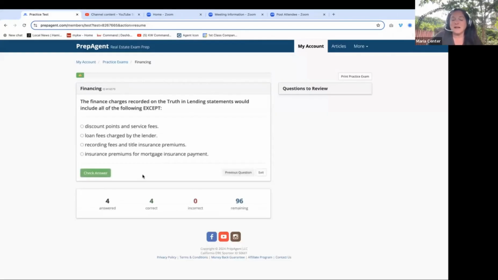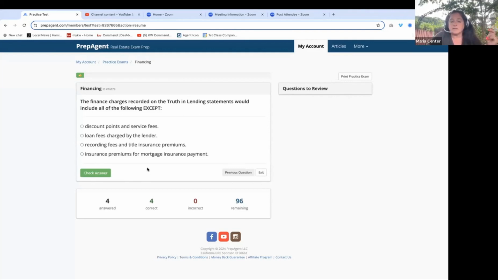Next question up. The finance charges recorded on the truth in lending statements would include all of the following except. Is it discount points and service fees? Is it loan fees charged by the lender? Is it recording fees and title insurance premiums? Or insurance premiums for mortgage insurance payments? So what would be the finance charges that were recorded on the truth in lending statement?